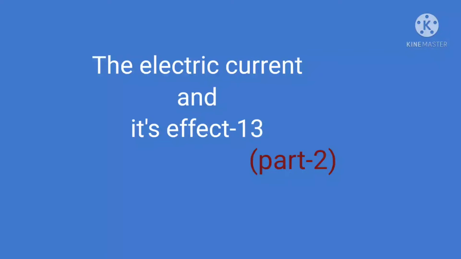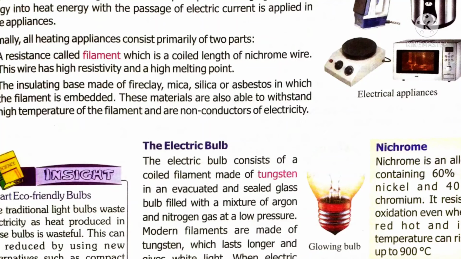Let's go on to chapter 13, the electric current and its effect, on pages 191, 192, 193 and 194. We have been discussing electricity. What is electricity? Flow of current, flow of electrons in a loop of electric circuit is called electricity. And we also discussed in the previous session the effects of electricity.